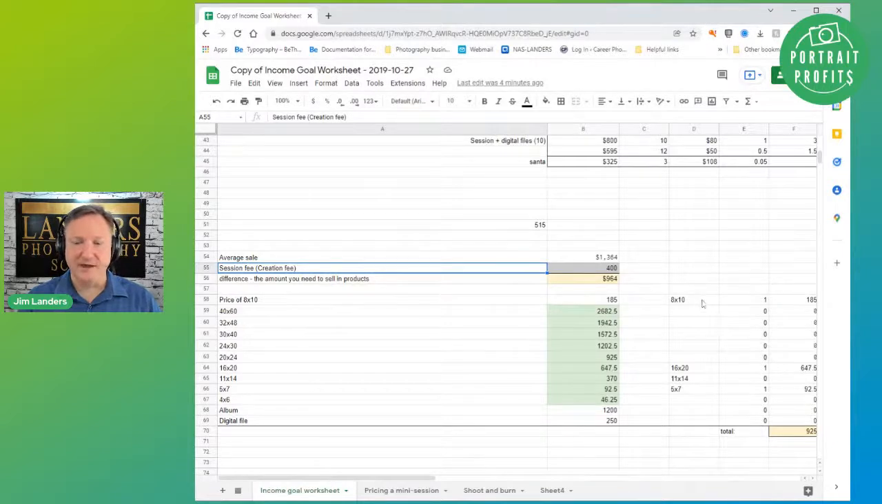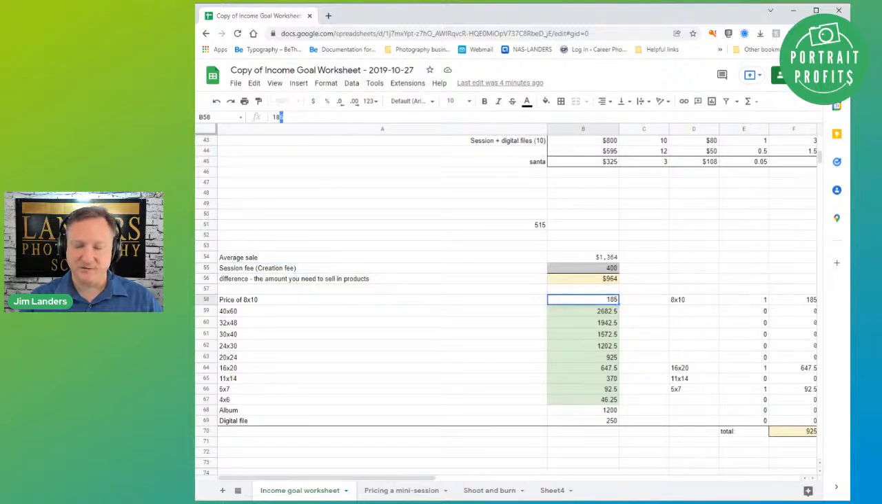So if they buy one 8x10, one 16x20, and one 5x7, then that comes to 925, which means that number is slightly less than that, so we need to raise it. So let's go up to 189. And that gets us pretty close. Let's go to 190. And I'm just going to keep it even numbers. And so that took us higher. So let's leave it at 195. That's close enough. All right.